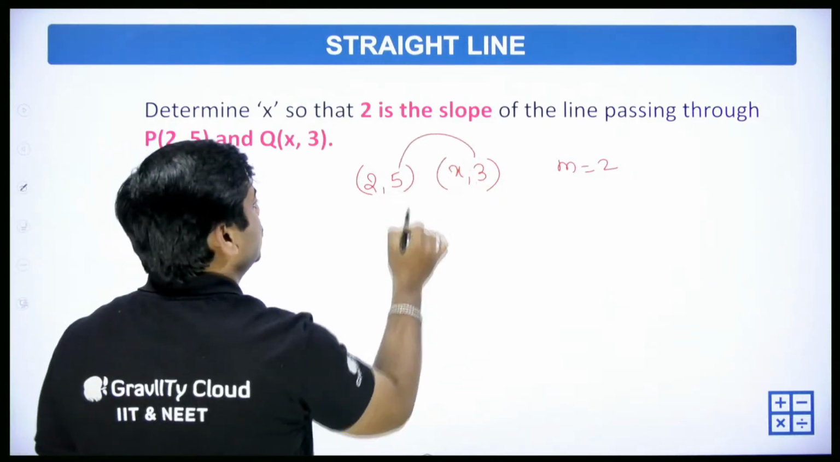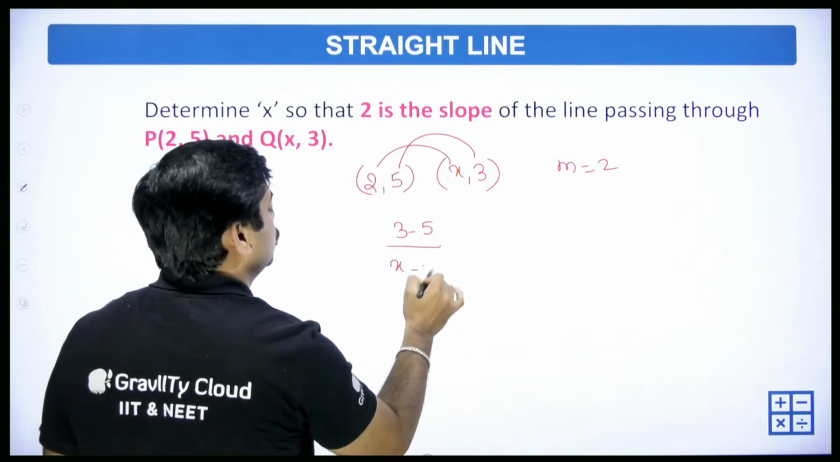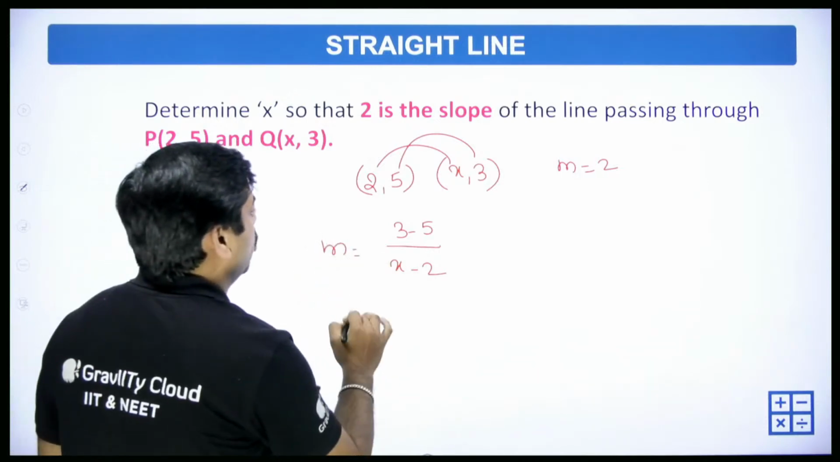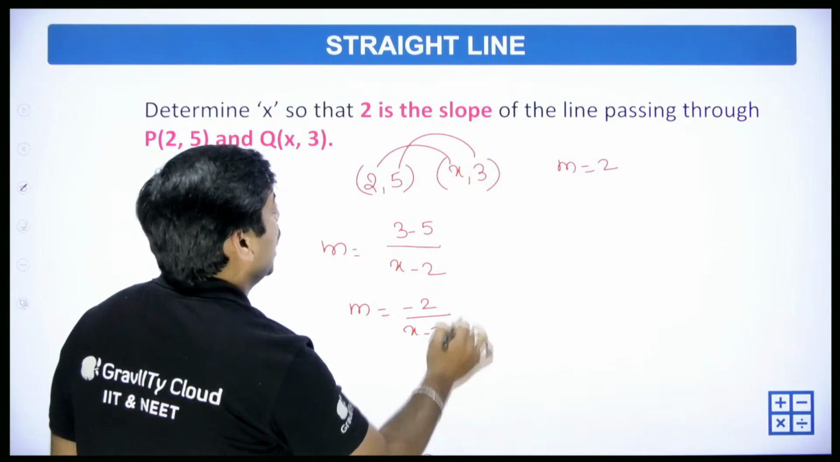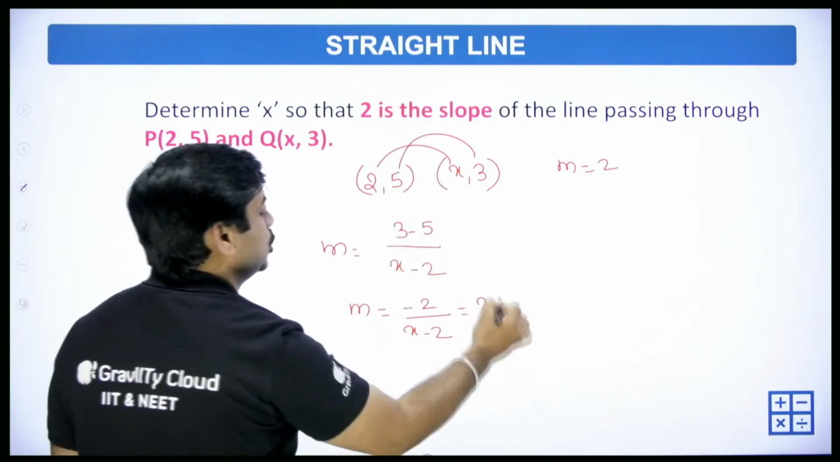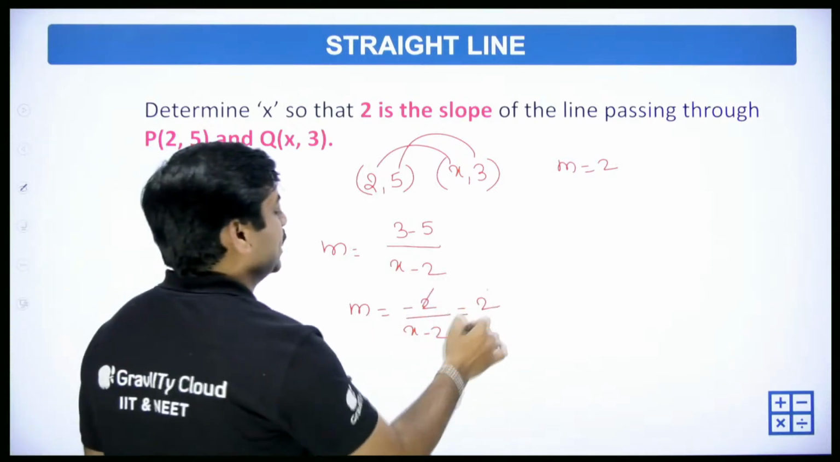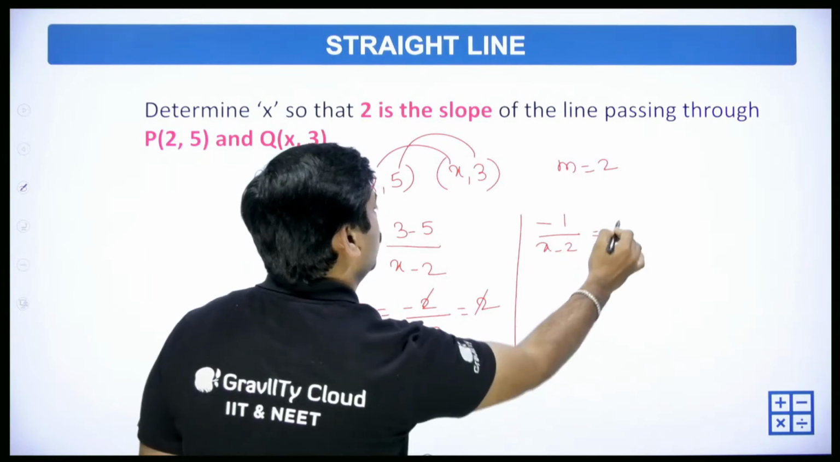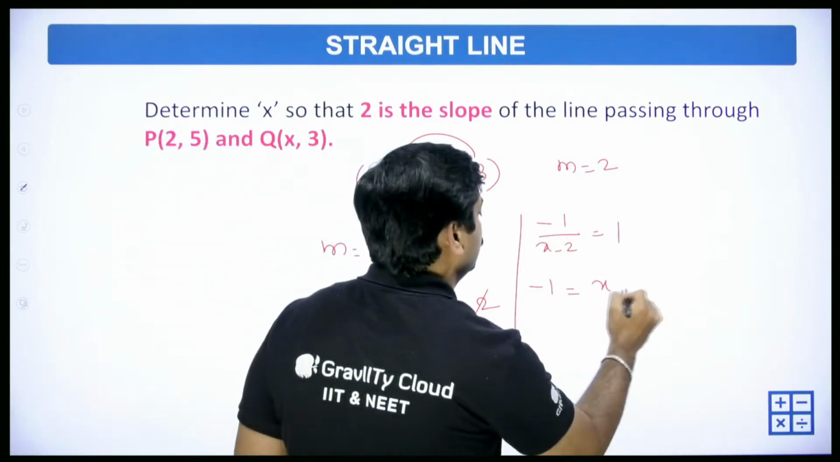So y2 minus y1 is 3 minus 5, by x2 minus x1, x minus 2. That is the slope. So slope is equal to 3 minus 5, which is minus 2, by x minus 2, and that slope is given as 2. So 2 and 2 get cancelled, and you're left with minus 1 by x minus 2 is equal to 1. That will give you minus 1 is equal to x minus 2.